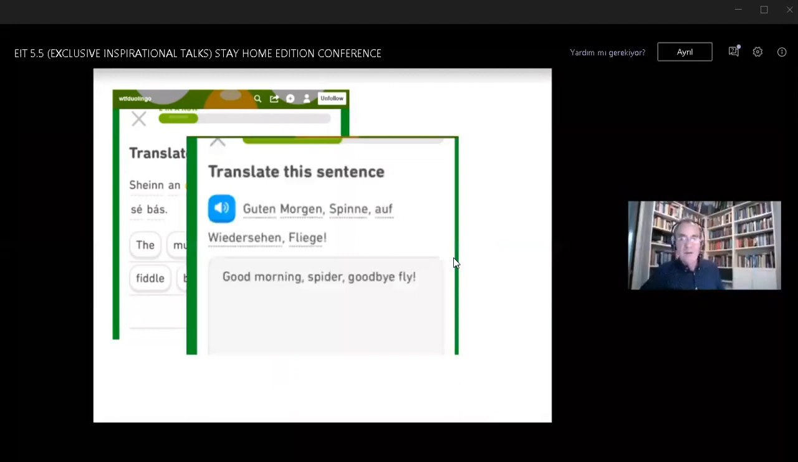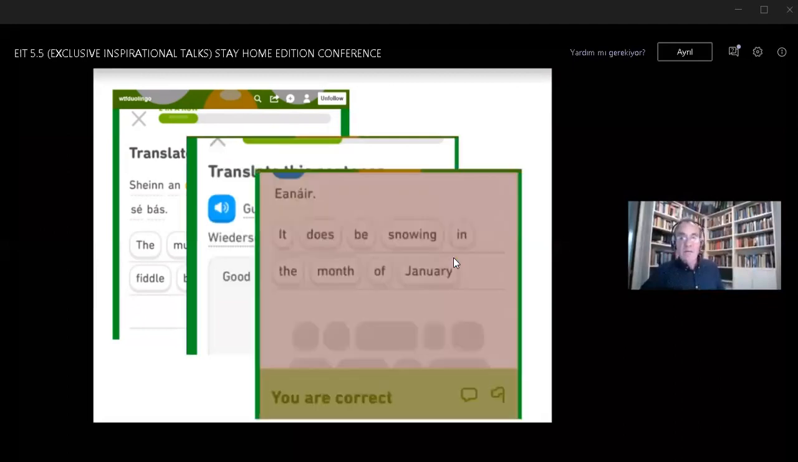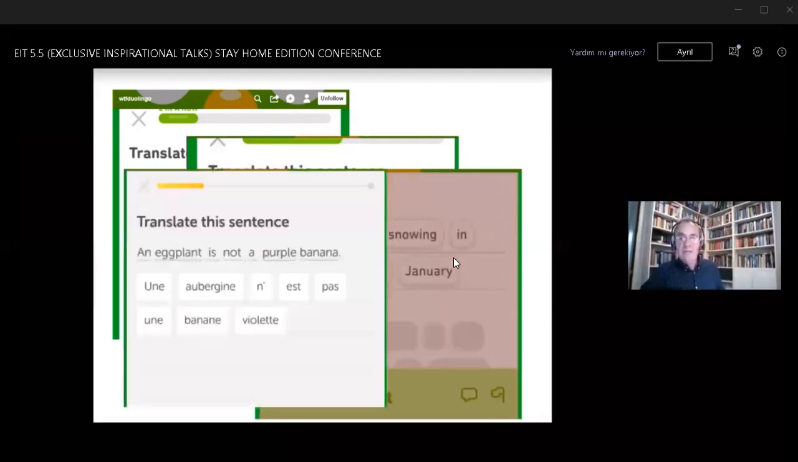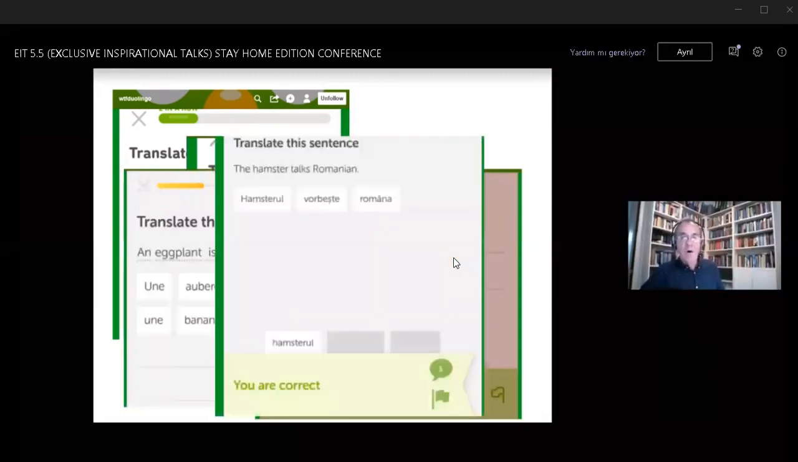Or this is learning German. Good morning, spider. Goodbye, fly. Or it does be snowing in the month of January, another Gaelic one. Or an eggplant is not a purple banana in French. Or my favorite, the hamster talks Romanian. These are kinds of sentences that you get on Duolingo. Nobody's pretending that they're real sentences, but they offer an opportunity to practice, to ring the changes on all the different things.